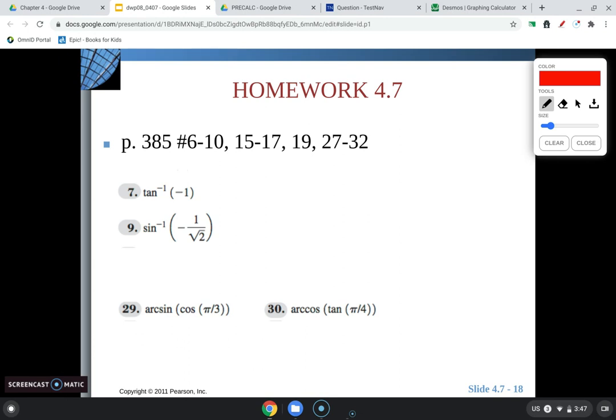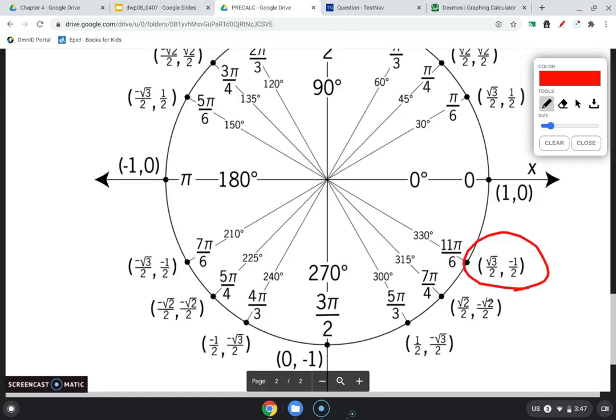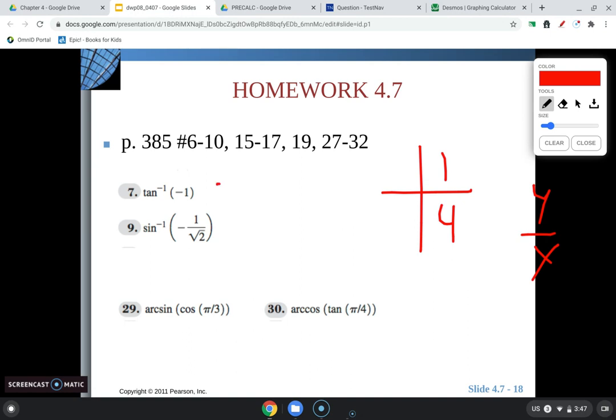Inverse tangent of negative 1. Remember, for inverse tangent, we're going to be over here, 1 or 4. Tangent is y over x. Where over here in quadrant 4 is y over x negative 1? Right there. That's at 315 degrees, or we'd want to write it as negative 45 degrees or negative pi over 4.